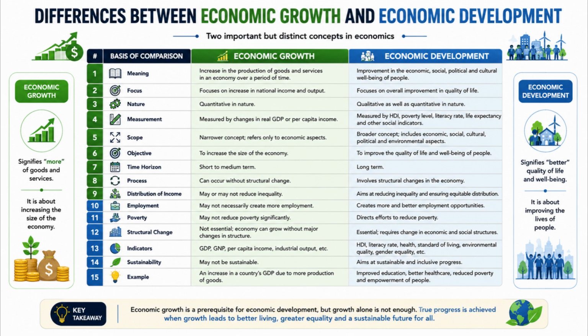Number 5. Economic growth has a narrow scope and concentrates only on economic aspects, whereas economic development has a broader scope that includes social, cultural, political, and environmental aspects. Number 6. The main objective of economic growth is to increase the size of the economy, whereas the objective of economic development is to improve people's standard of living and well-being.